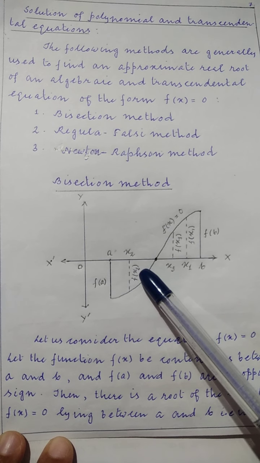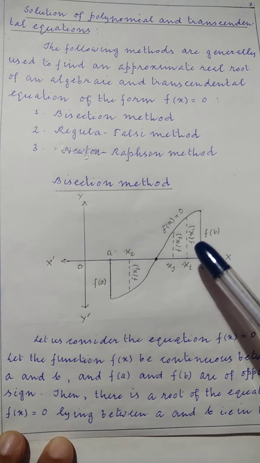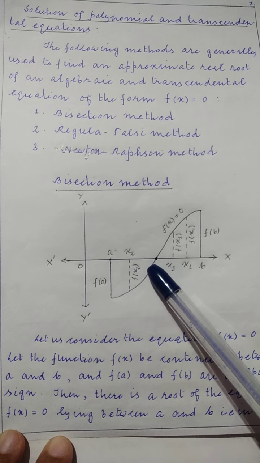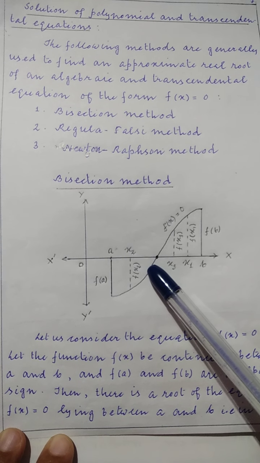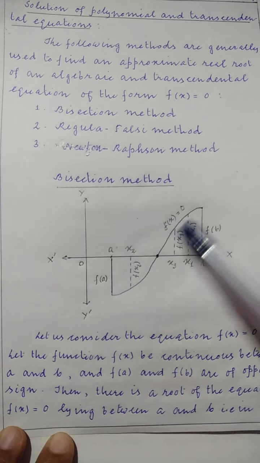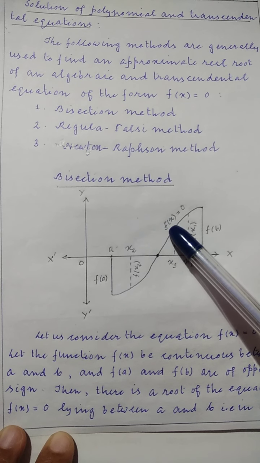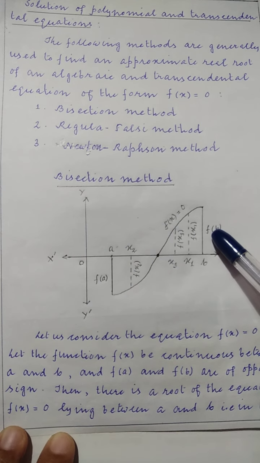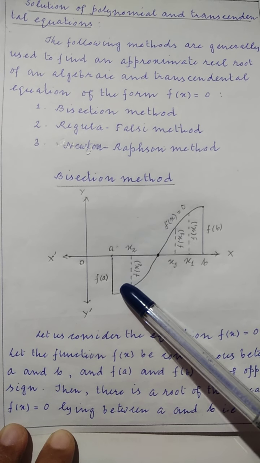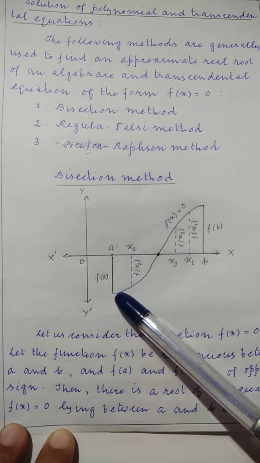But this method has some disadvantages or demerits also. This method is very slow. To come to the root, it may take many steps. So we can say this method is very slow and time consuming. Another thing, the function f(x) must be continuous. If the function f(x) is discontinuous, then this method does not work. And another thing, f of a and f of b, the product of the two ordinates, must be less than 0. Then only this method works. So these are some merits and demerits of the bisection method.